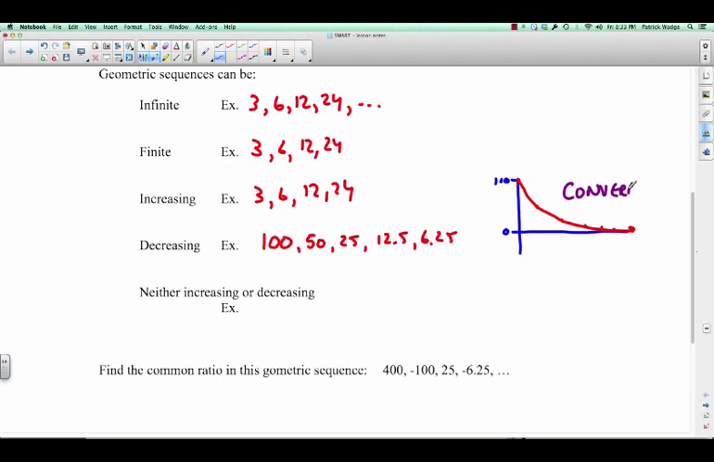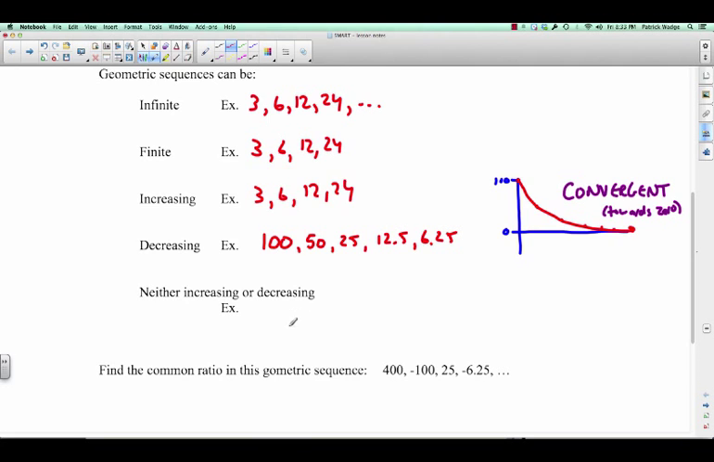If something converges, it gets really close to, and this is convergent towards 0. In this case, it won't always be towards 0, but it's convergent towards 0 in this particular case because it's getting closer and closer and closer to 0, but it's never quite reaching it. Okay, you could also have a geometric sequence that's not increasing and it's not decreasing.